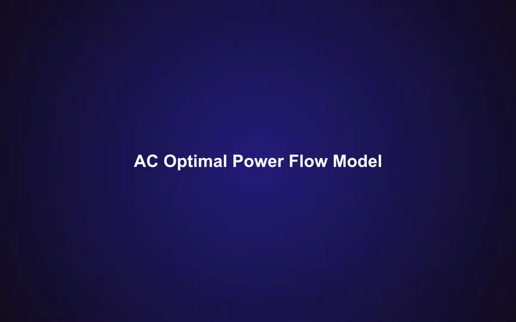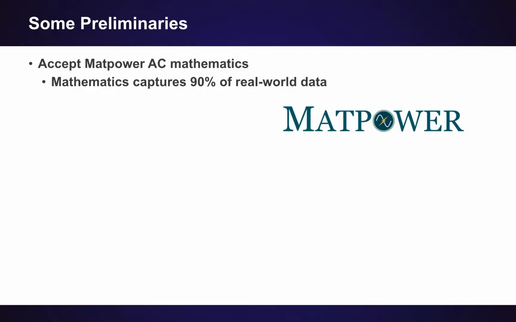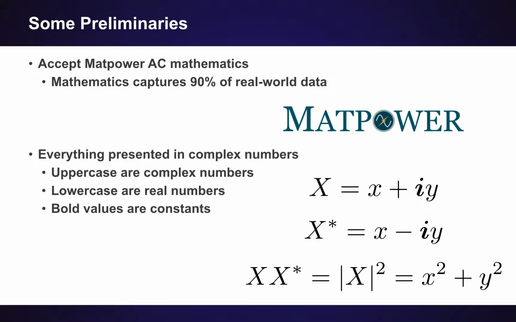So what is the AC optimal power flow problem? Some important preliminaries to know is that we will accept MATPOWER's AC mathematics as kind of our ground truth. The mathematics that are in MATPOWER capture about 90% of real-world data sets, so I think it's a very reasonable mathematical model to start off with. Everything presented in this talk will be in complex numbers by default. So uppercase letters indicate complex numbers, lowercase letters indicate real numbers, and then bold values are constants, and non-bold values are decision variables that you're trying to make.